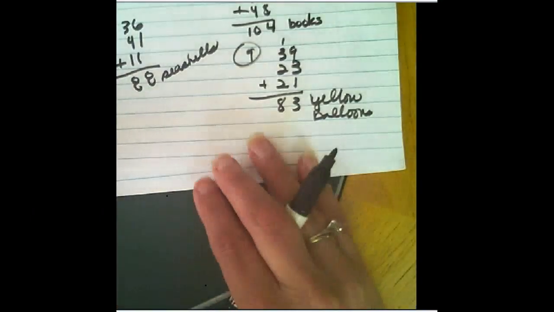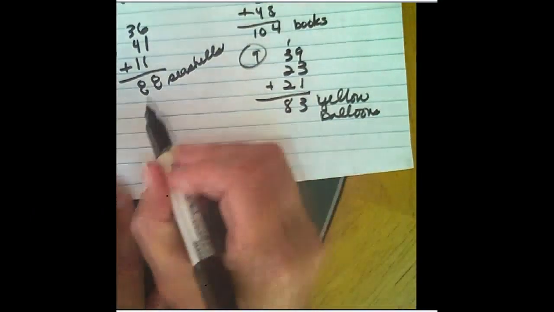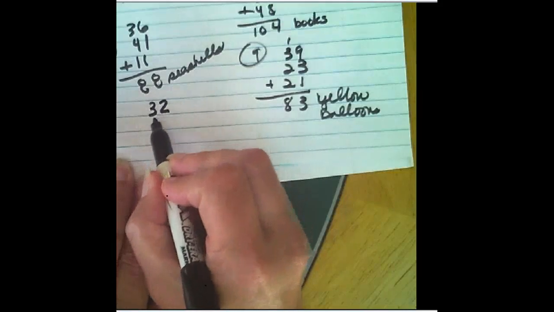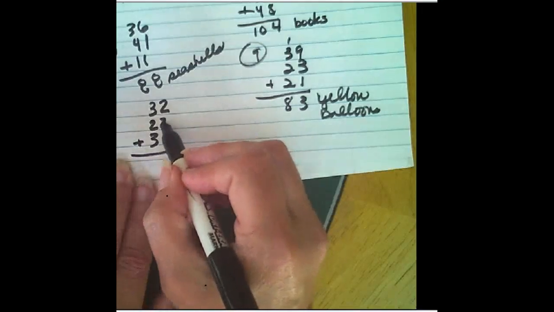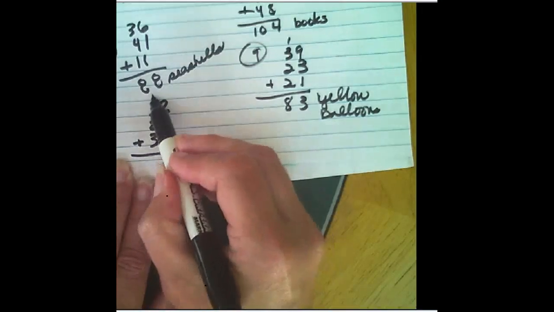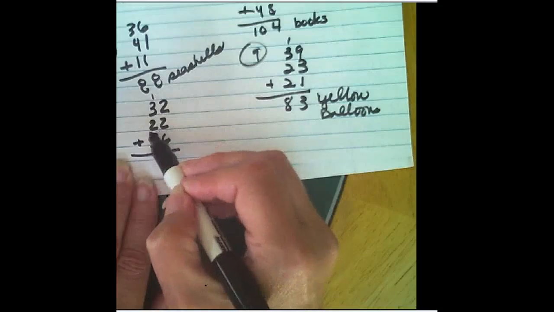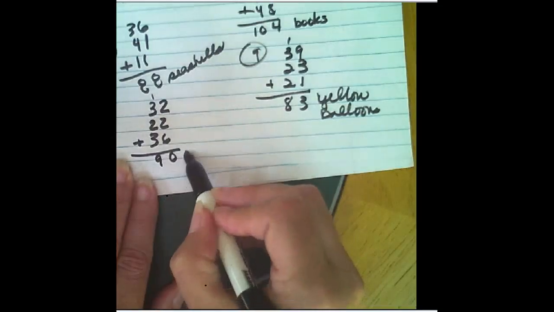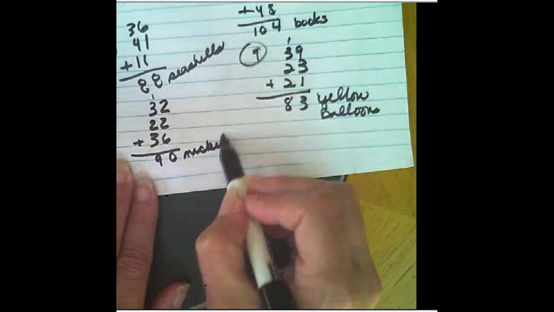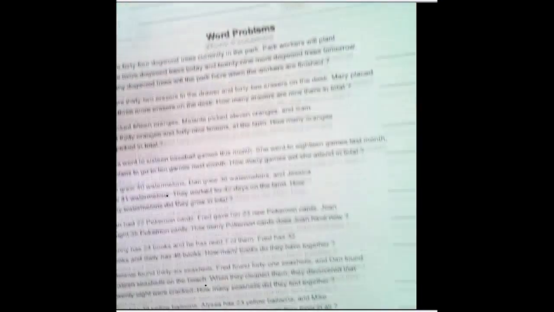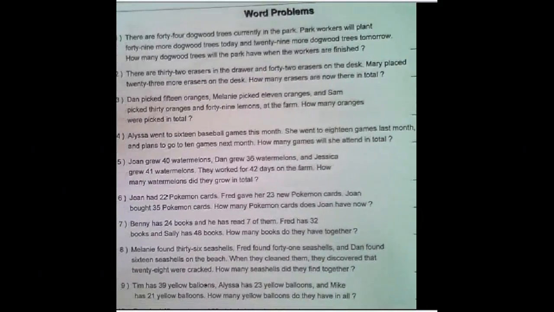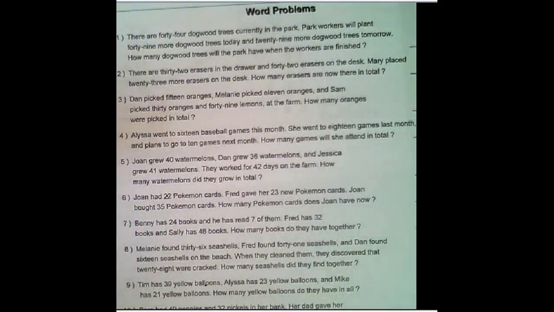Let me make sure it's on the screen so you can see it. 32, 22, and 26. 2 plus 2 is 4, plus 6 is 10. 3, 4, 5, 6, 7, 8, 9. She has 90 nickels. And those are the answers for the worksheet problem that starts with there are 44 dogwood trees currently in the park.